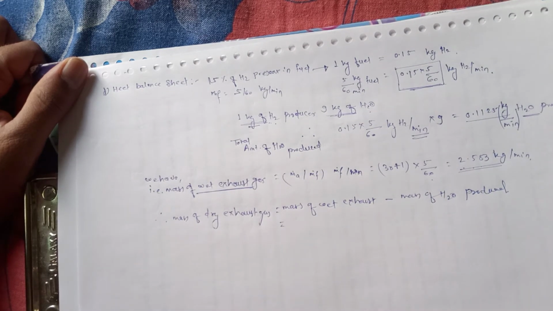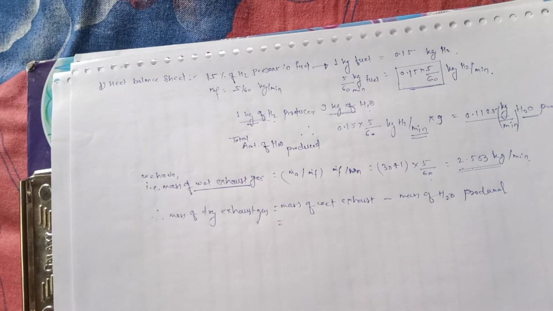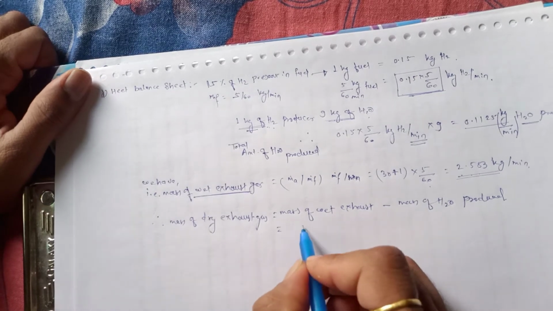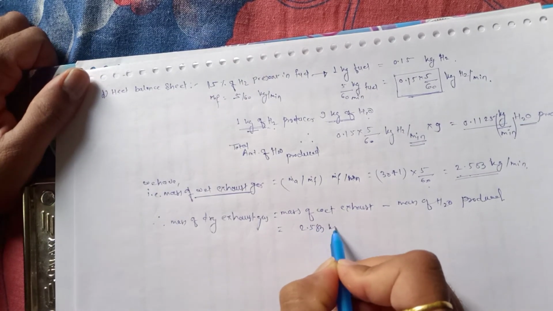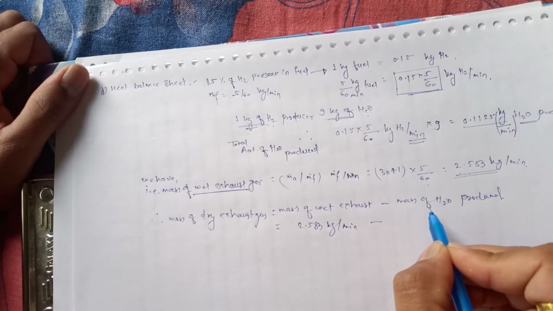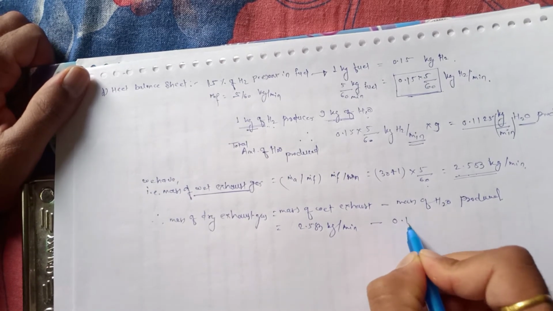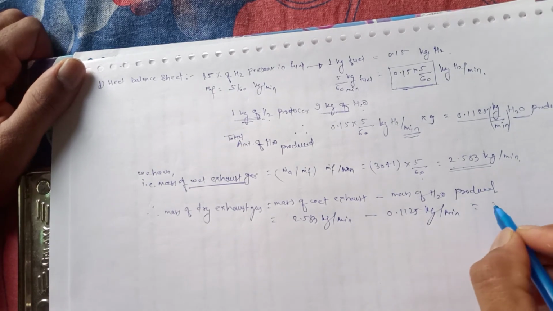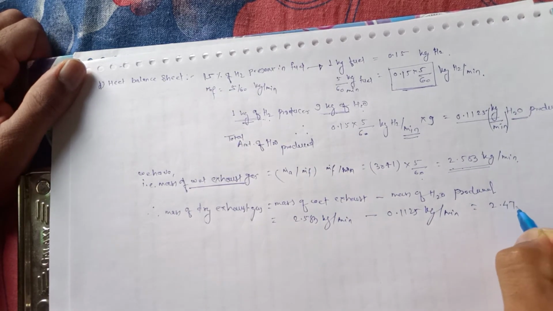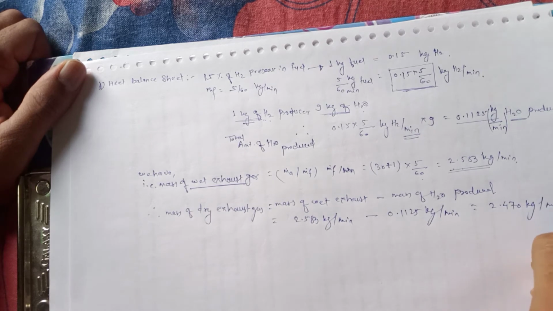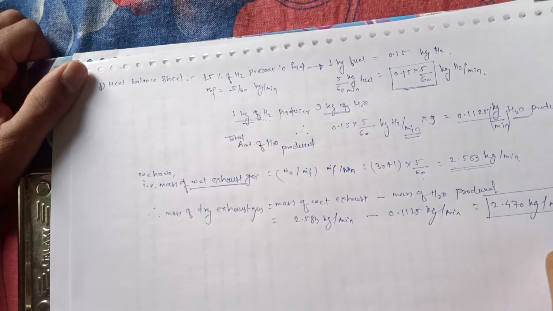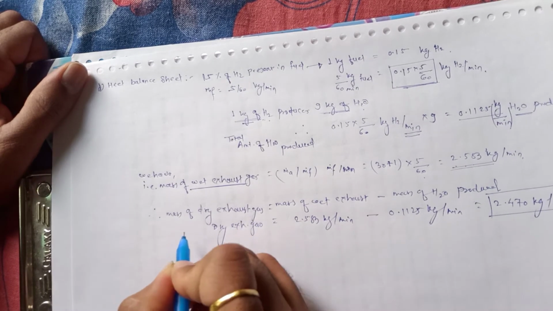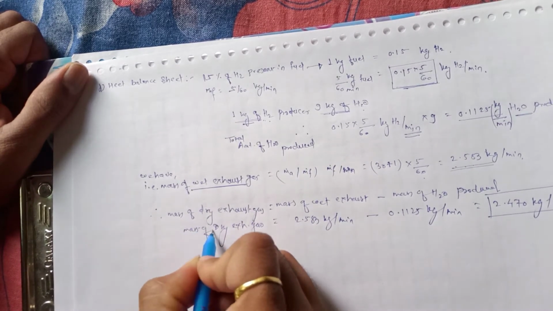So I can find it out. Mass of the wet exhaust we have calculated 2.583 kg per minute minus mass of H2O produced here, 0.1125 kg per minute. So 2.47 kg per minute, that is the net weight of the dry exhaust gas, or mass of the dry exhaust gas.